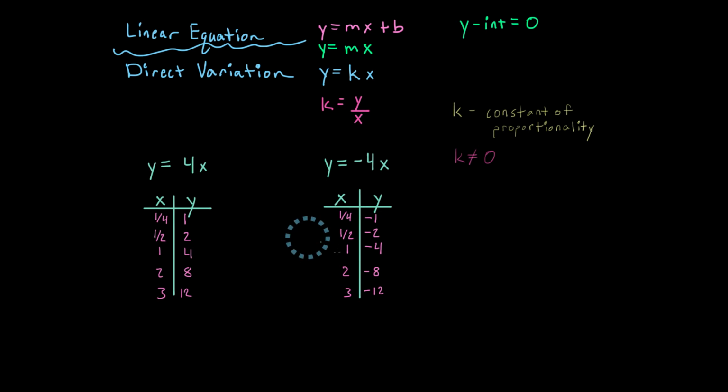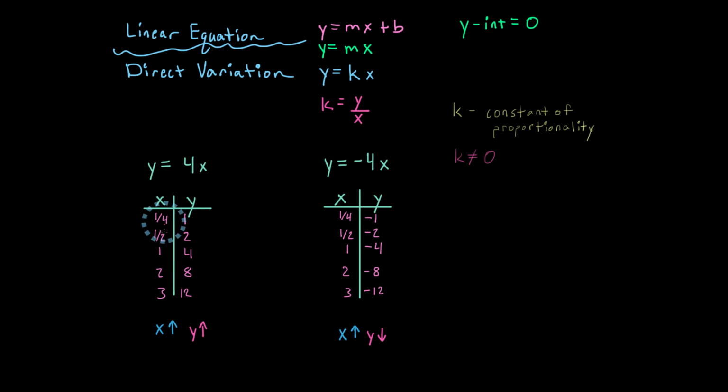Okay, so what's all of this information in the tables actually telling us about direct variation? Well, earlier I said as x increases, y increases. But over here I stated that as x increases, y decreases. So let's actually go ahead and write that down. As x increases, y is increasing, or y increases here. But over here, as x increases, y decreases.